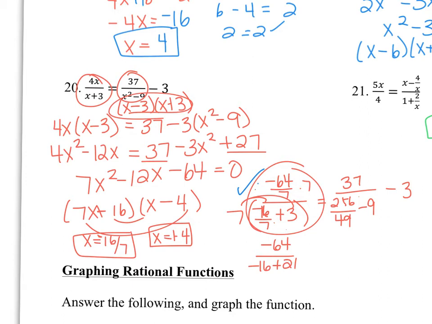negative 16 plus 21 is 5. So now I have negative 64 over 5. So on this mess, I multiply both top and bottom by 49. 37 times 49 is a massive number, over 256 minus 9 times 49, which is 441, minus 3. 256 minus 441 is negative 185.